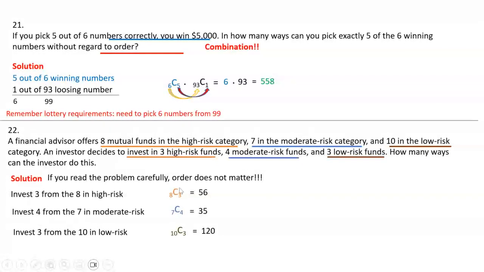These, you can put in the calculator, but if you don't know, guys, there's a formula you can follow. But anyway, we multiply them out, 56 times 35 times 120, and it gives us a result, which is 235,200. So the investor has 235,200 ways to select the funds. I repeat, 235,200 ways to select the funds. That's the answer for this problem.